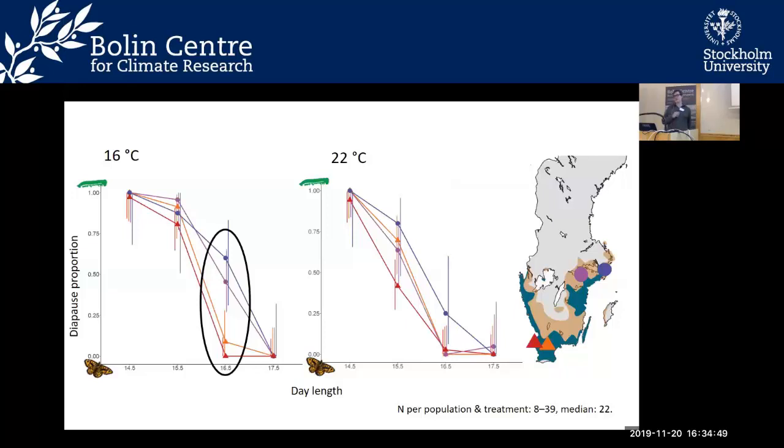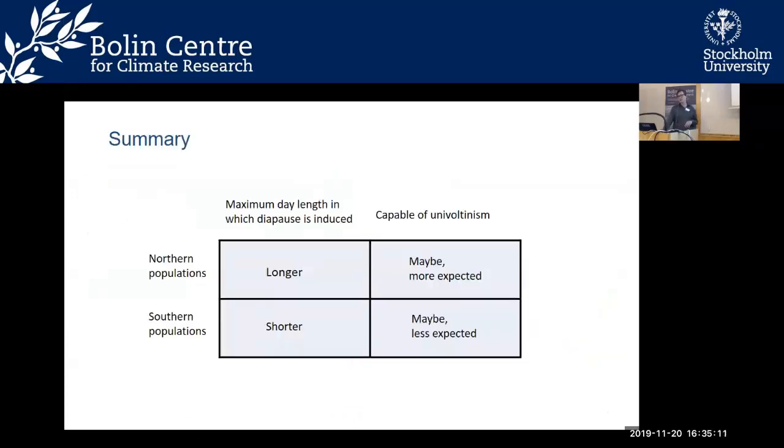But in the warmer treatment, we didn't see this pattern as clearly. There it may be that the threshold is somewhere in between our treatments, but at least temperature also affects the decision that the caterpillars make. To summarize, yes, the northern populations entered diapause at longer day lengths than the southern ones. For univoltinism, we can't really answer that question very well with this data. We would have to sample in a slightly different way.